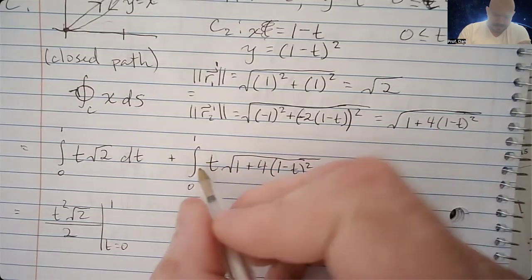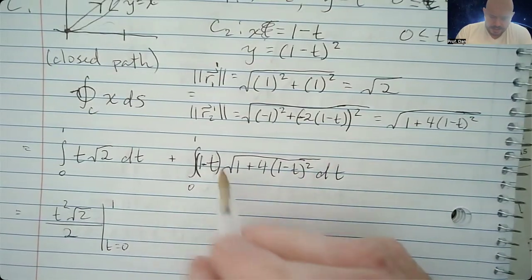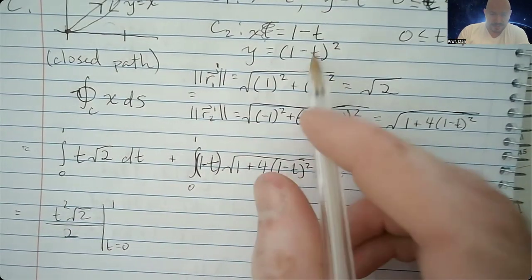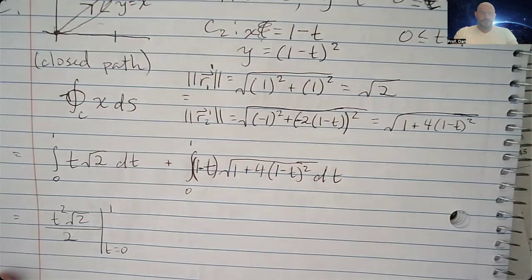Oh, whoops. Okay, that's why it was looking weird. Yeah, that's what x was in the second parameterization.